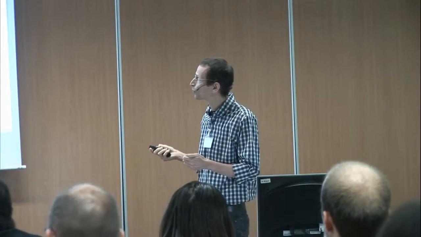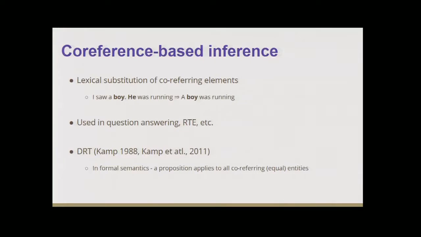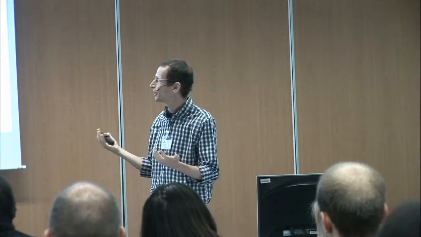So this kind of coreference-based substitution, where if you have a coreference chain, every assertion applied on one element in the chain, right? The running was expressed about he, but since he co-refers to boy, the running applies also to boy, right? This kind of very intuitive inference, which is based on coreference, is often implemented in question answering systems, in textual entailment systems, and in many other applications. But it hasn't been formalized that much. It's just a technique that people use in many systems, at least to a certain degree.